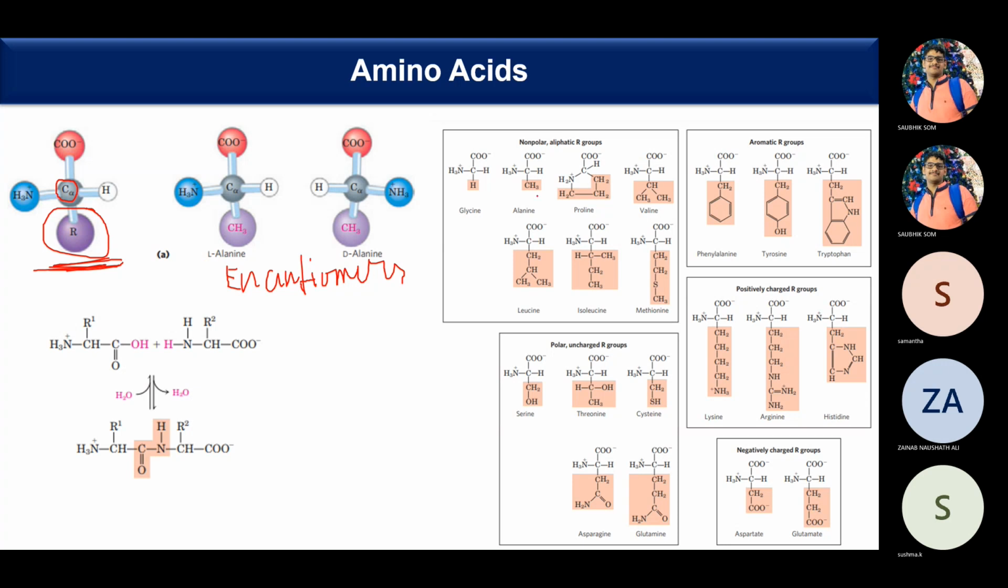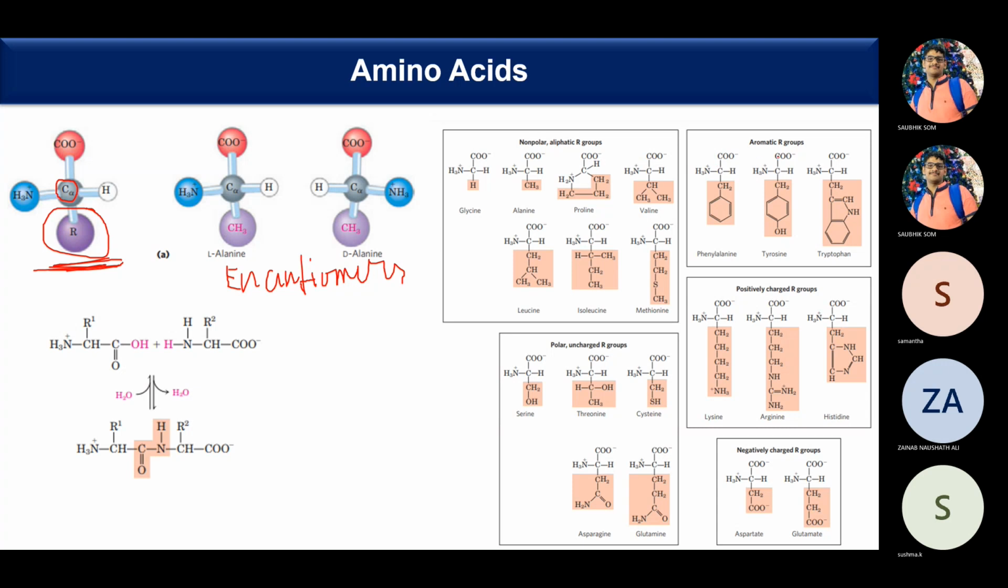Based on the R groups, there are 20 natural amino acids, and we divide them by their R groups. A few amino acids have non-polar aliphatic R groups, and these will be preferred in the hydrophobic cleft of the protein when the protein folds, like glycine, proline, valine, and methionine. As you can see, these R groups don't have any charge.